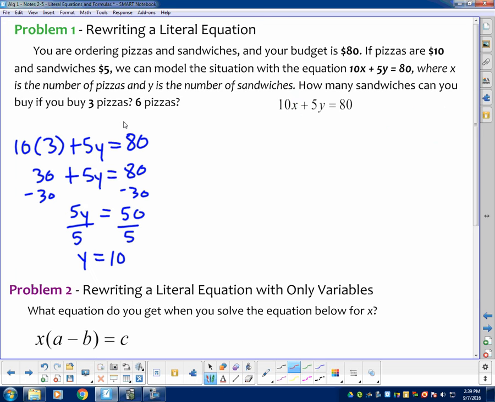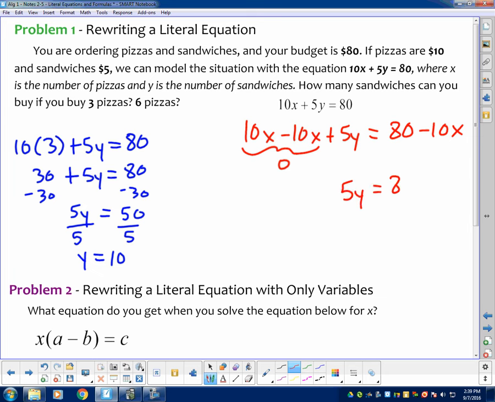We are going to write it horizontally, right next to it. So 10x minus 10x plus 5y equals 80 minus 10x. If you want to write it vertically, you can. You just need to understand that you cannot combine these two terms over on the right. Now the 10x minus 10x does equal 0. That cancels out, leaving me just 5y equals 80 minus 10x. So that's the first step, is subtract 10x from each side.